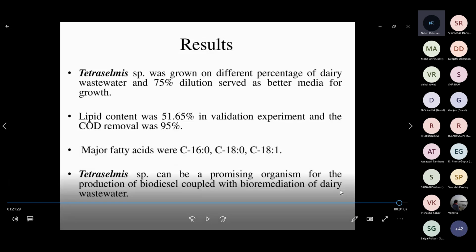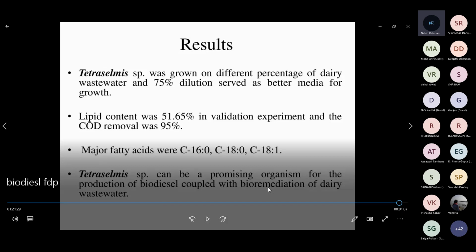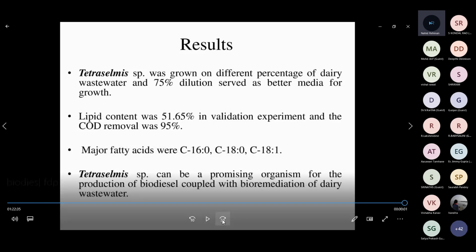So bioremediation, here you understand, remediation means removal. So dairy wastewater which has high COD is remediated. That means it is bioremediated by the Tetraselmis, because it is utilizing the COD present in the wastewater, and in that way it can be industrially exploited.